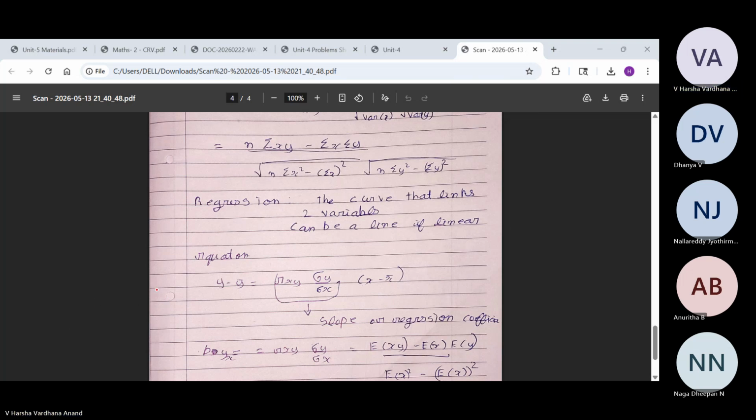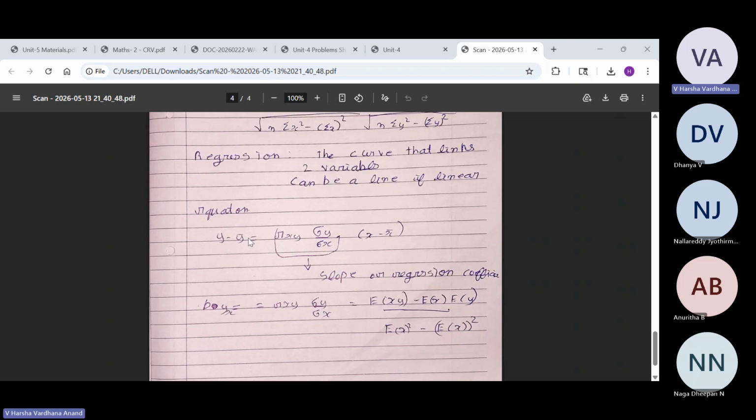Y equal to ax plus b. Since it's a straight line, we can calculate the slope, the starting variable, everything. So the equation of that here is y minus y dash, where y dash is the mean of that variable, and y is the thing that we're taking now.